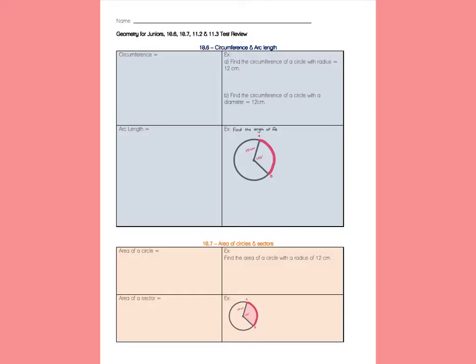All right, so this is what the review note looks like. Again, you want to get this open. We are going to fill in the formulas on the left-hand side and then work out the examples on the right-hand side. And then, like I said, I have posted an extra set of examples for you to work on. This is probably the best review you can do. I tried to have it go in the same order as your test so that it's not confusing. And you can use this note to reference your formulas and all that good stuff.